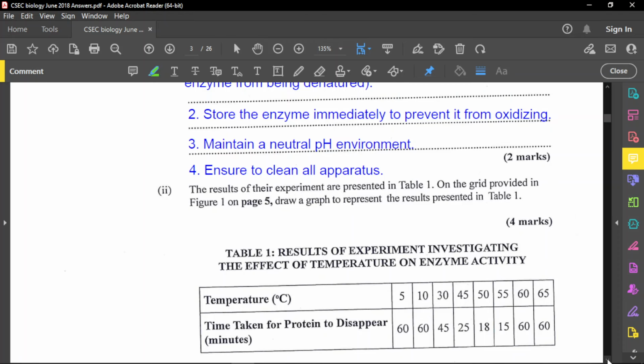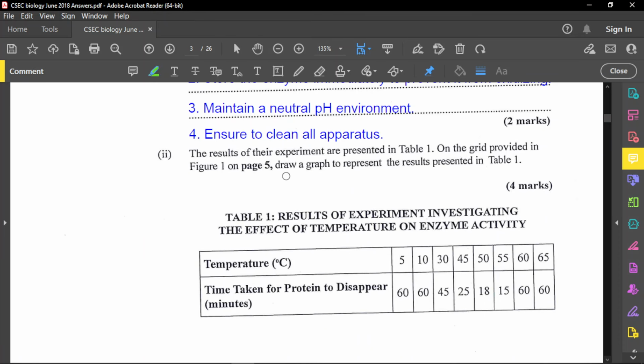All right, so now for part 2, it said the results of the experiment are presented in table 1. On the grid provided in figure 1 on page 5, draw a graph to represent the results presented in table 1. And so the 2 things we are working with here, the 2 variables, one is temperature and the other one is time taken for protein to disappear, and that is in minutes. So temperature is in degrees Celsius.